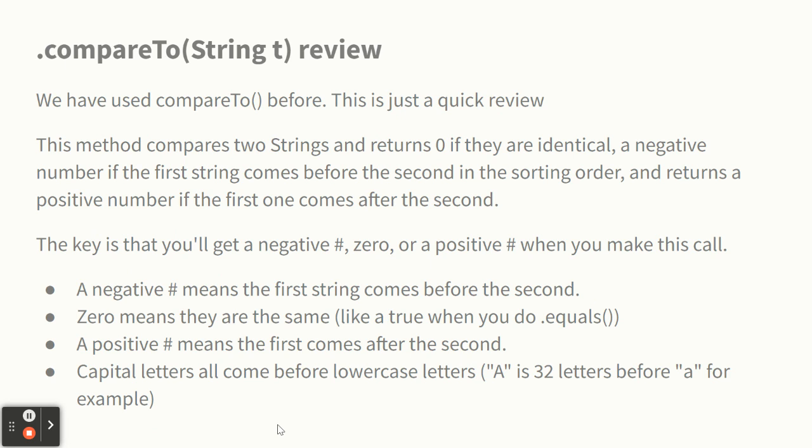Using compareTo with strings. We've used compareTo before, but if you're using it with strings, it compares the two strings and returns 0 if they're the same. So that's like a true with dot equals. It returns a negative number if the first string comes before the second in a regular sorting order, and it returns a positive number if the first one comes after the second one. So the key is that you're either going to get a negative number, a 0, or a positive number when you make the call.